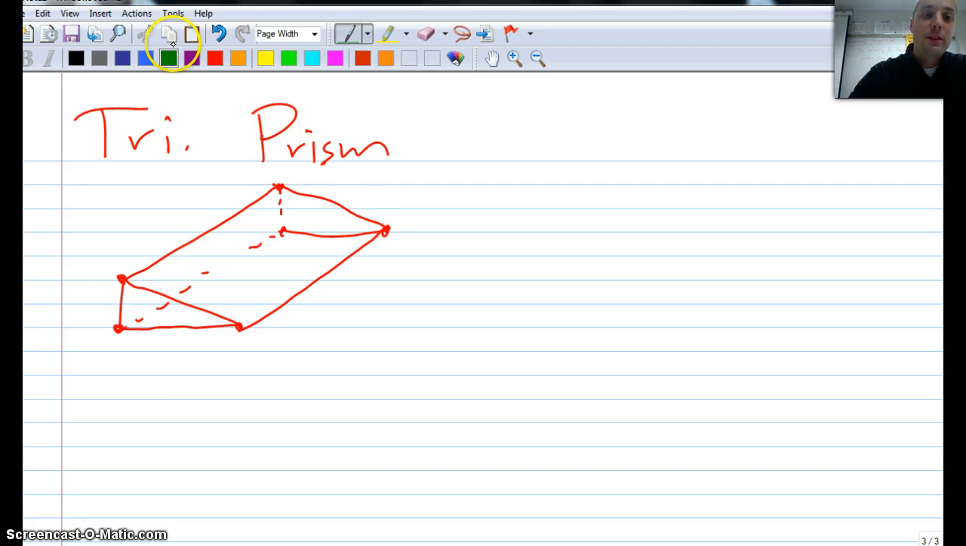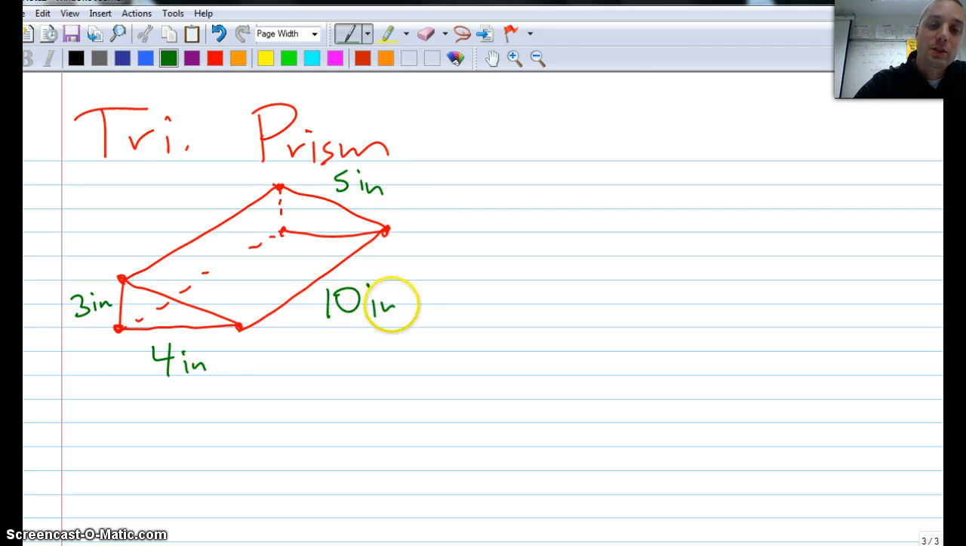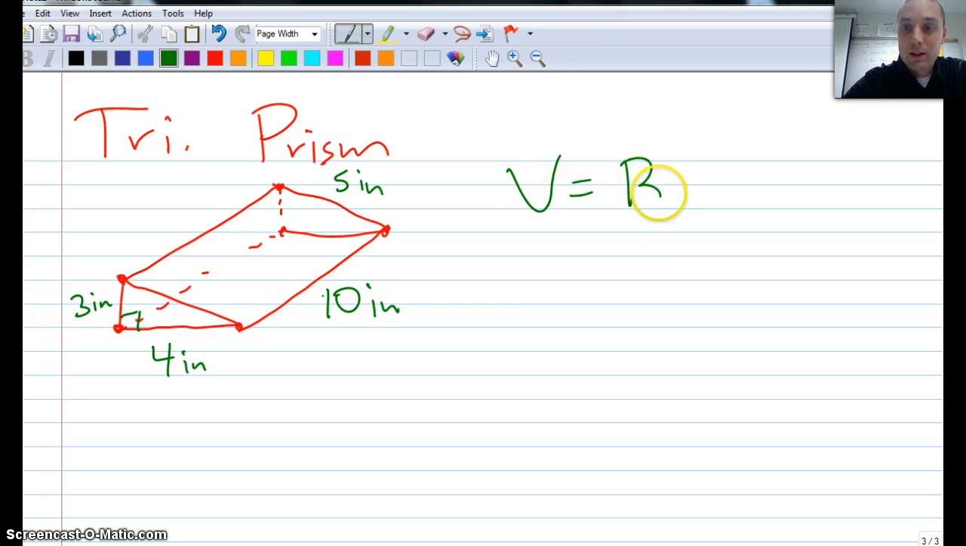And we're going to say that this has 4 inches by 3 inches. For the hypotenuse, I'm going to come up here and call that 5 inches. And then I'm going to go 10 inches for the height of the prism there. So we should mark the right angle. So the formula, again, is the capital B times H.